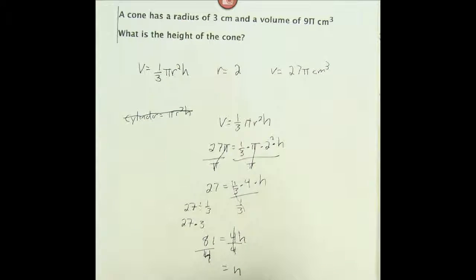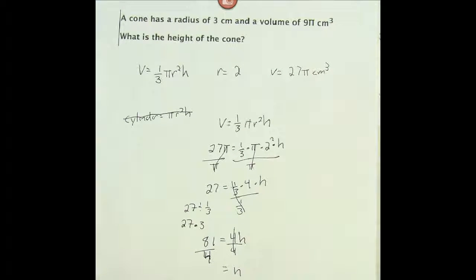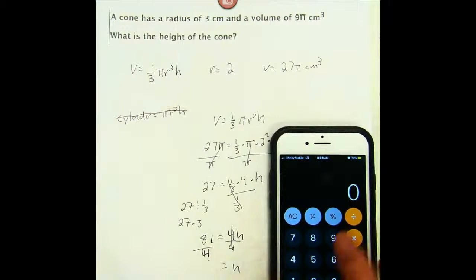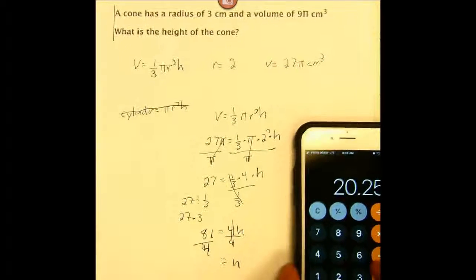and h equals. And so if we need the calculator, which is fine, we'll break it up here. And now I'm going to just do 81 divided by 4 equals 20.25.